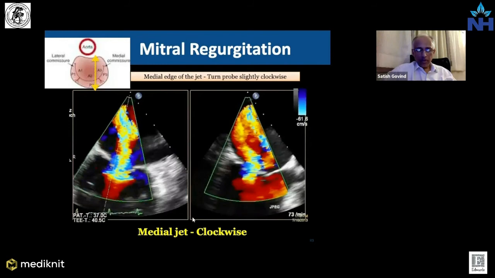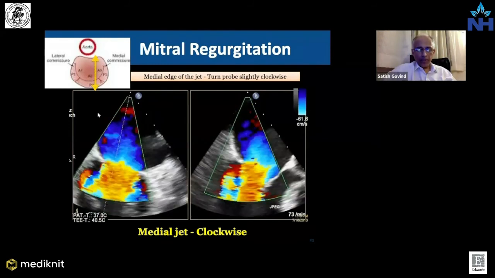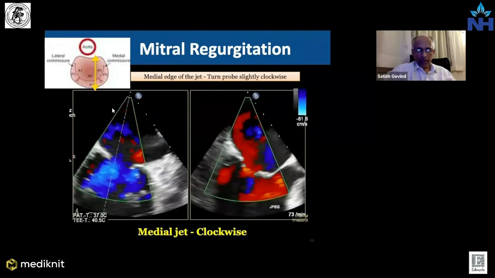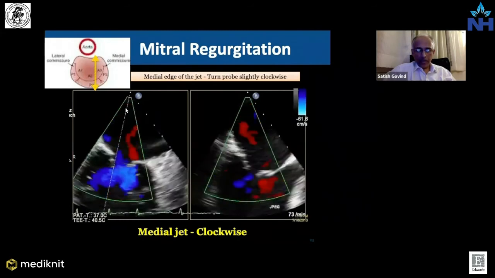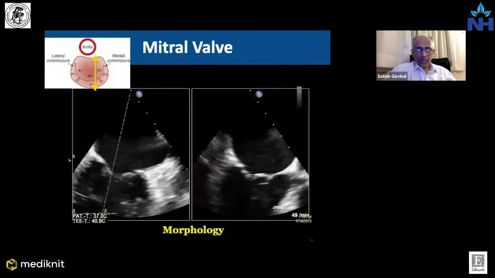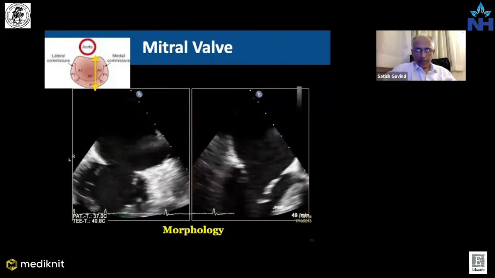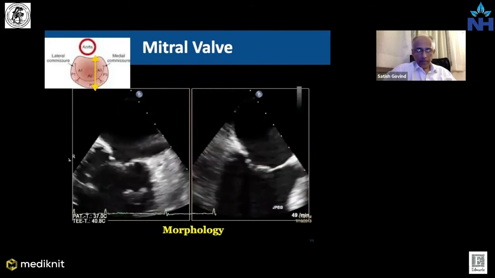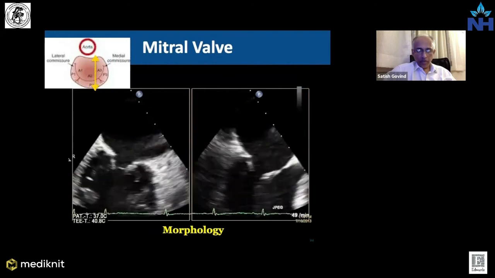So for this, you have to turn the probe clockwise. That means you go nearer to the A3P3 area. And this is again with the cursor. And that is how you can see the jet on the other side also. And you go through the same sequence of leaflet investigation here, looking at the various parameters to make sure that the quality of the leaflet is good or bad.